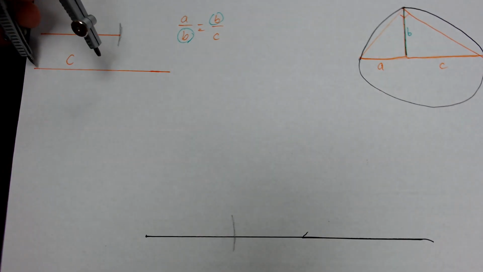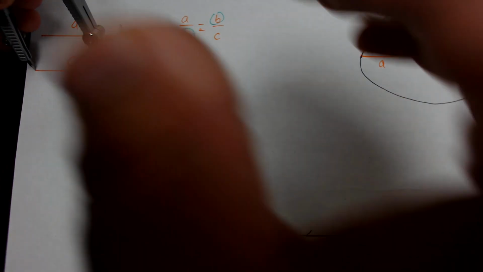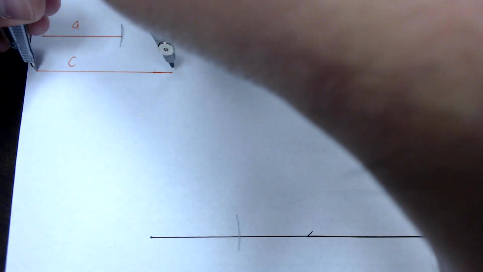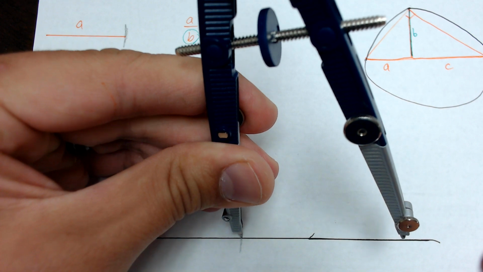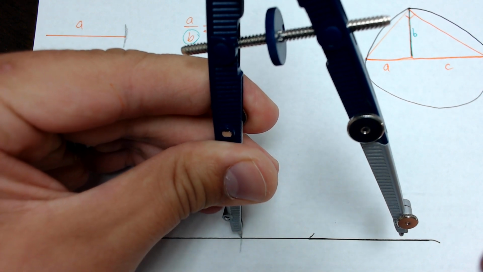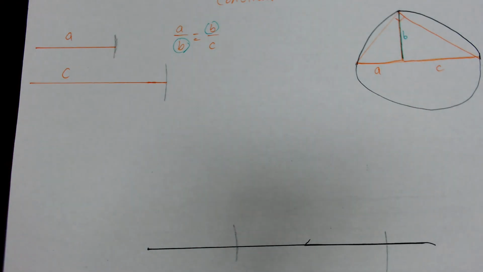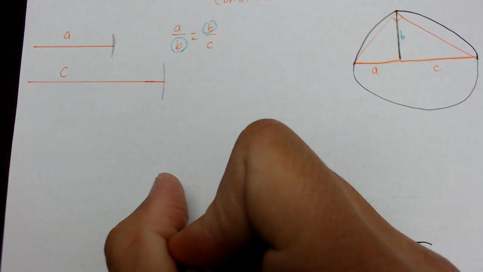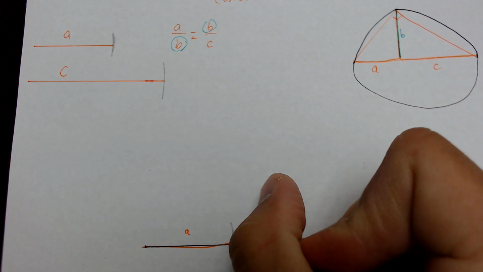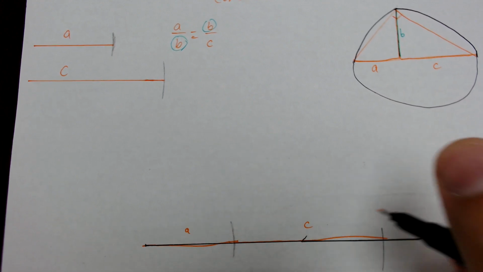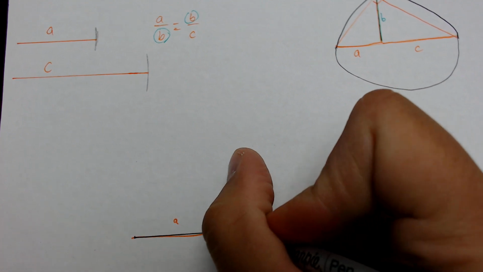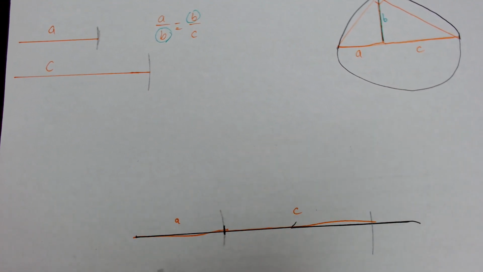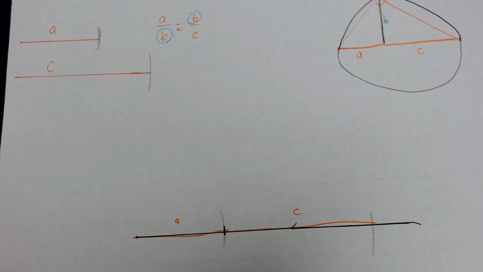Then I'm going to set my compass for length C. I will mark the distance, and then I mark that distance down here. So now I've got length A right here and length C right here. And one good important thing to do is, while you're doing this, make sure you mark the section where A ends and C begins. You'll see why, because this is going to get a little confusing.